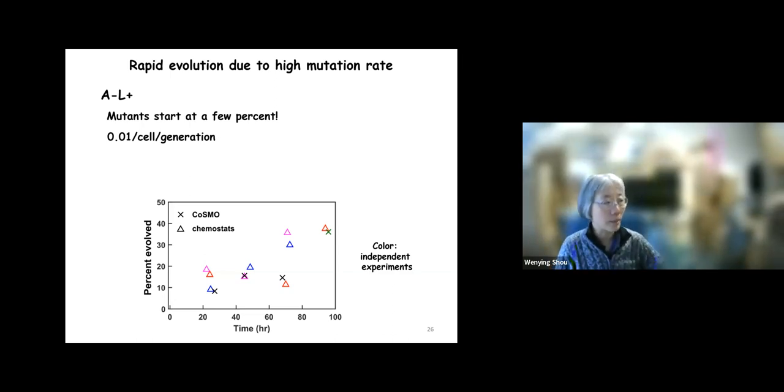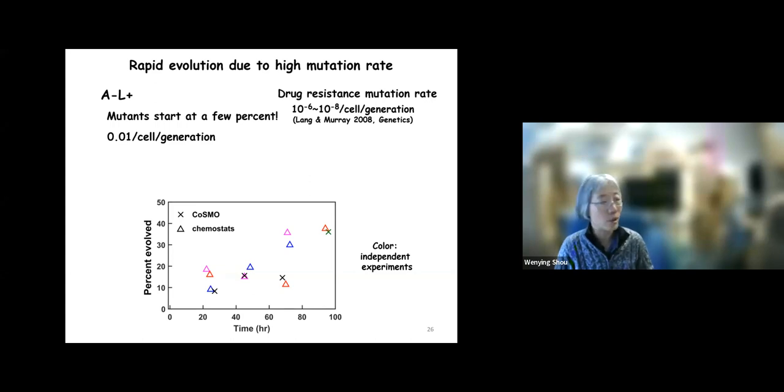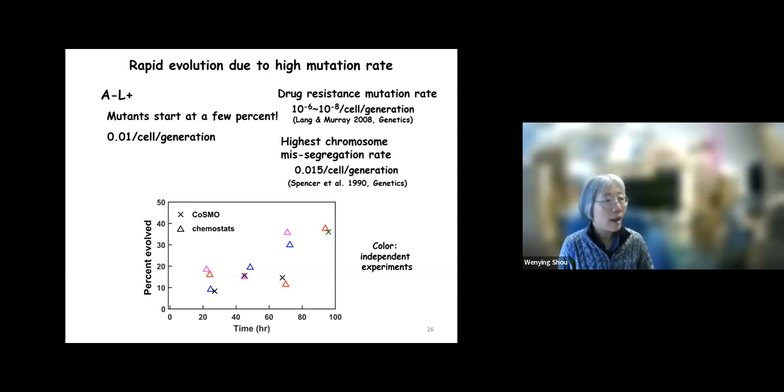So these mutants must be generated, given that the fitness advantage is not that dramatic, at an enormous rate, right? It's around 0.01 per cell per generation. Just as a comparison, the drug resistant mutation rate is about 10 to negative 6 to 10 to negative 8 per cell per generation, right? And the highest chromosome missegregation rate is about 0.015 per cell per generation.